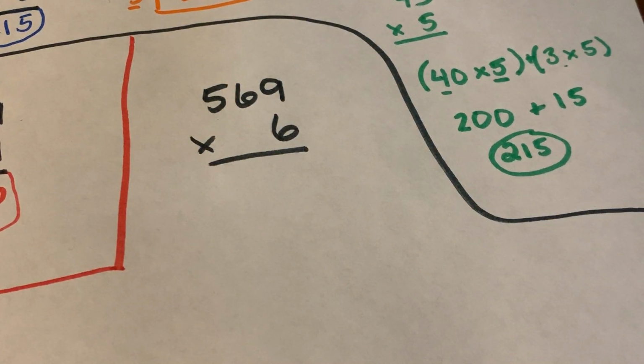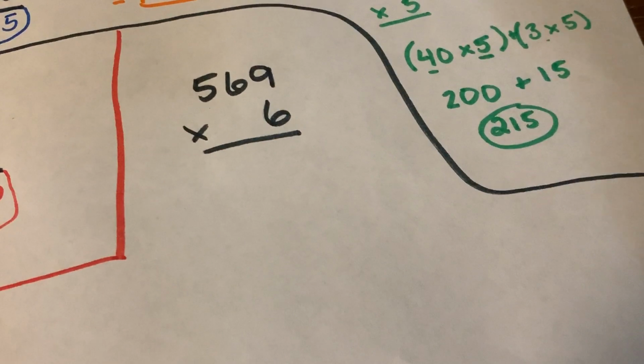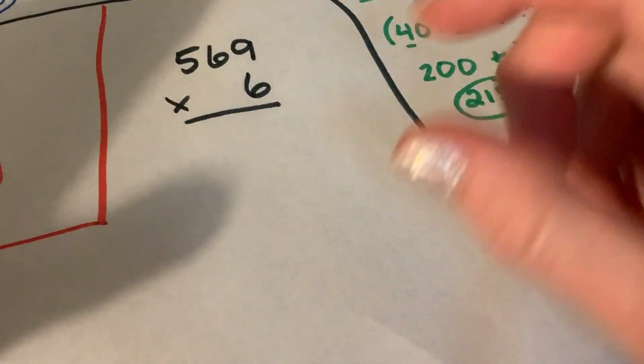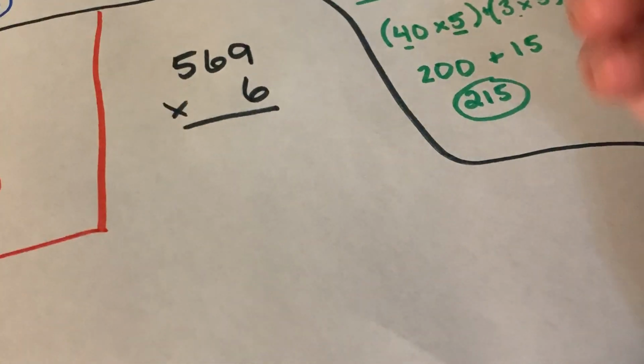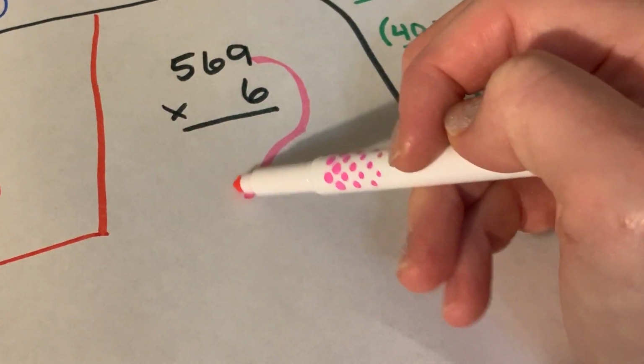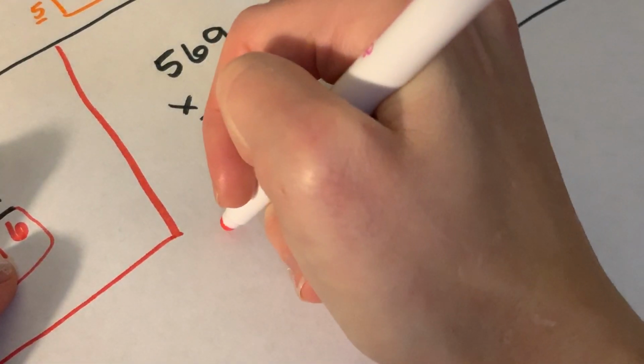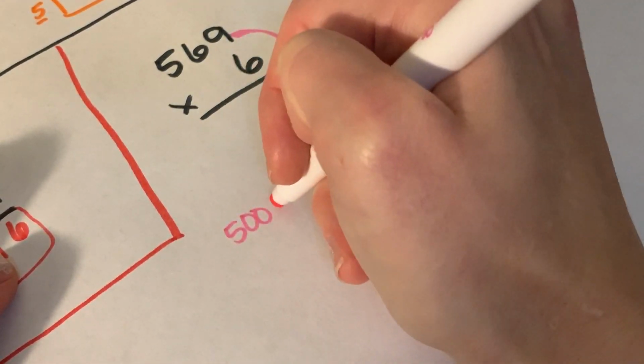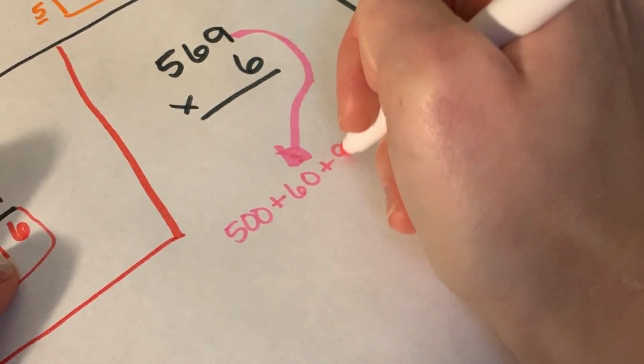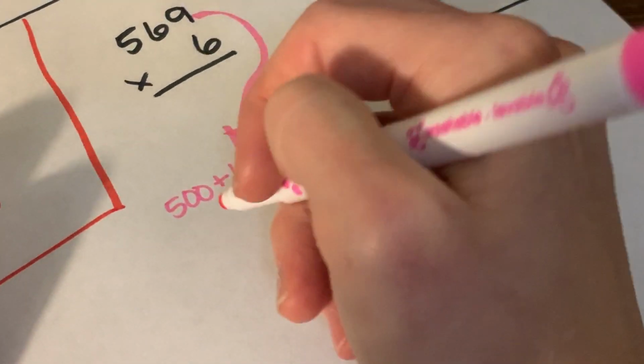All right, let's go ahead and solve it. I am going to use the area model and distributive property on this one, just to make sure that people have a reminder of how to solve those if you use those methods. So putting this in expanded form, 500 plus 60 plus 9, 569.